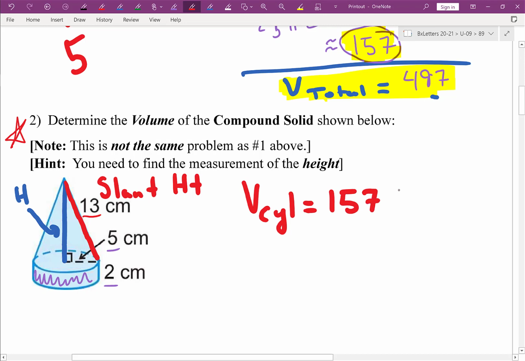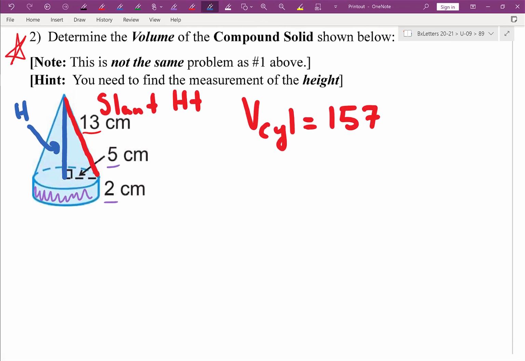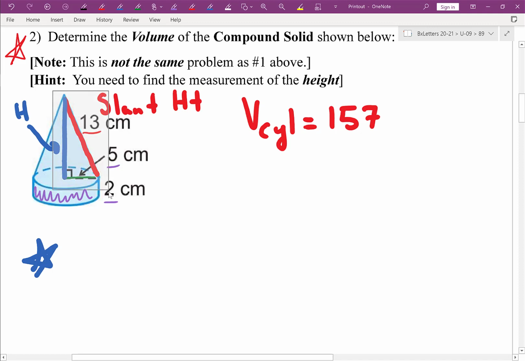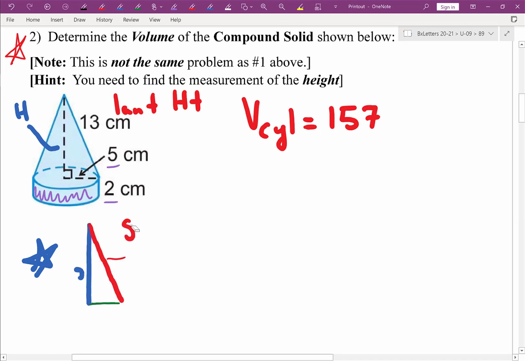Now what will change, and this is where you want to zone in, this is what you'll have to do. You're going to have to figure out the length of this blue piece. So let me separate this. I'm going to notice that this green piece is 5. This blue piece here is what we're looking for, so I'll call it X. And then this red piece, the diagonal, or the slant, or the hypotenuse, there's the throwback, is 13.